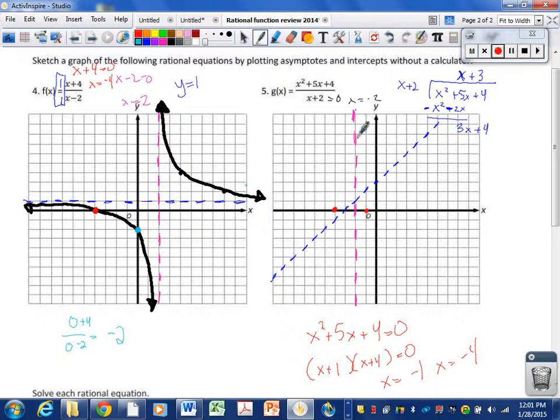And where does it cross your y-axis? We have 0 here, 0 here, 0 here. 4 divided by 2 is 2. So it crosses at positive 2.